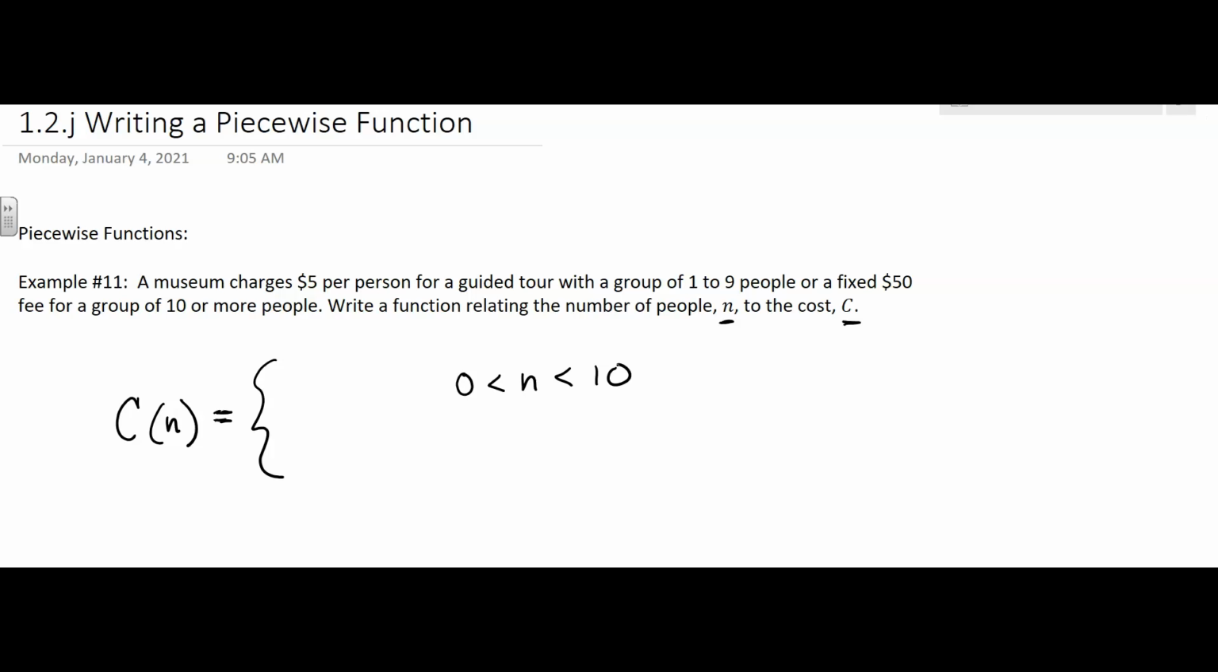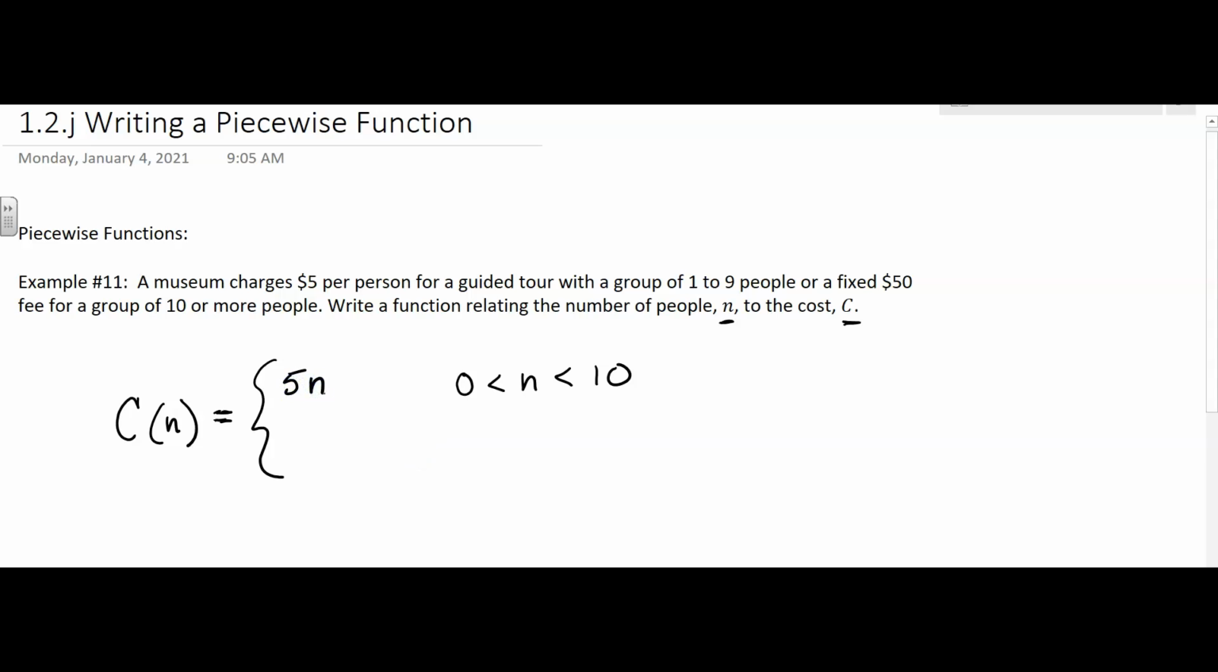Now, the fact that you can't have half a person, they kind of overlook that in this example. So they're just saying, okay, it's a number between 0 and less than 10. So more than 0, less than 10, but we're talking integers here, 1, 2, 3, 4, 5, 6, 7, 8, 9. Okay. Anyway, to find that cost, it's $5 for every person. So it's going to be 5 times the number of people we have.